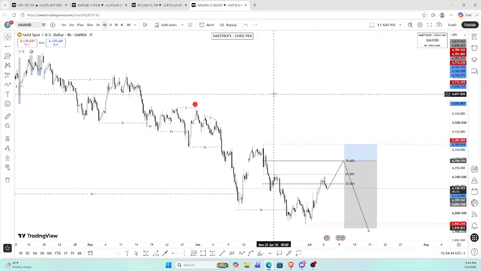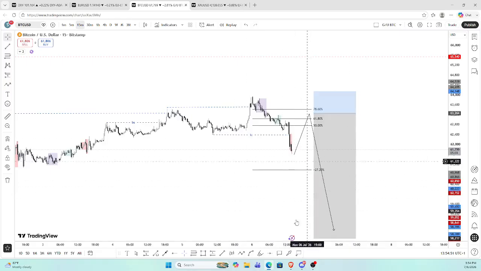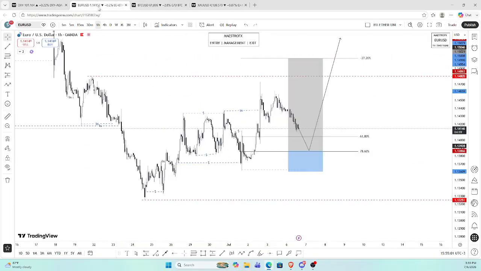Yes, these are the good setups that I'll be looking for. The gold setup, the BTC short setup. I think the most probable setup is the BTC short, and yes, this euro dollar longs.